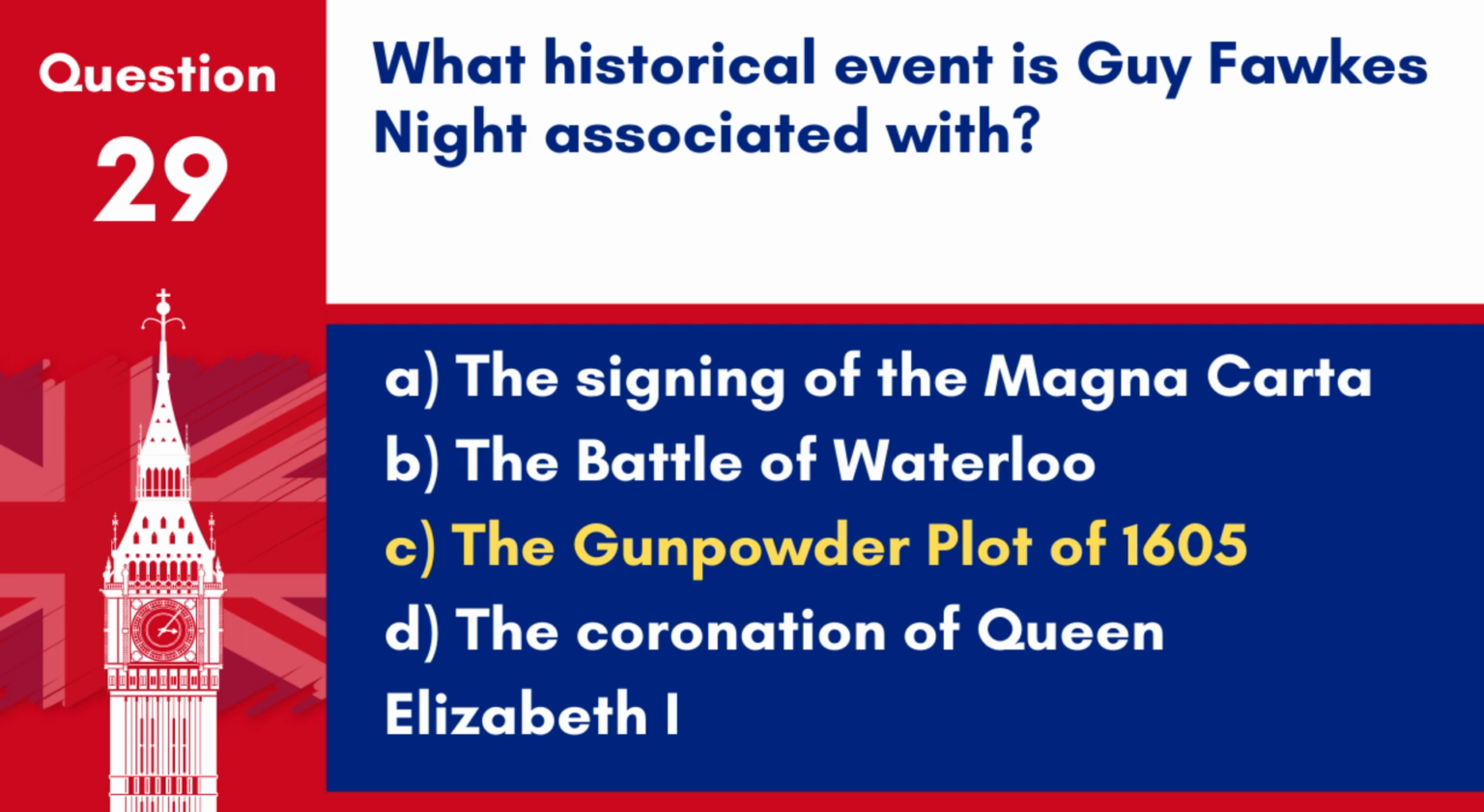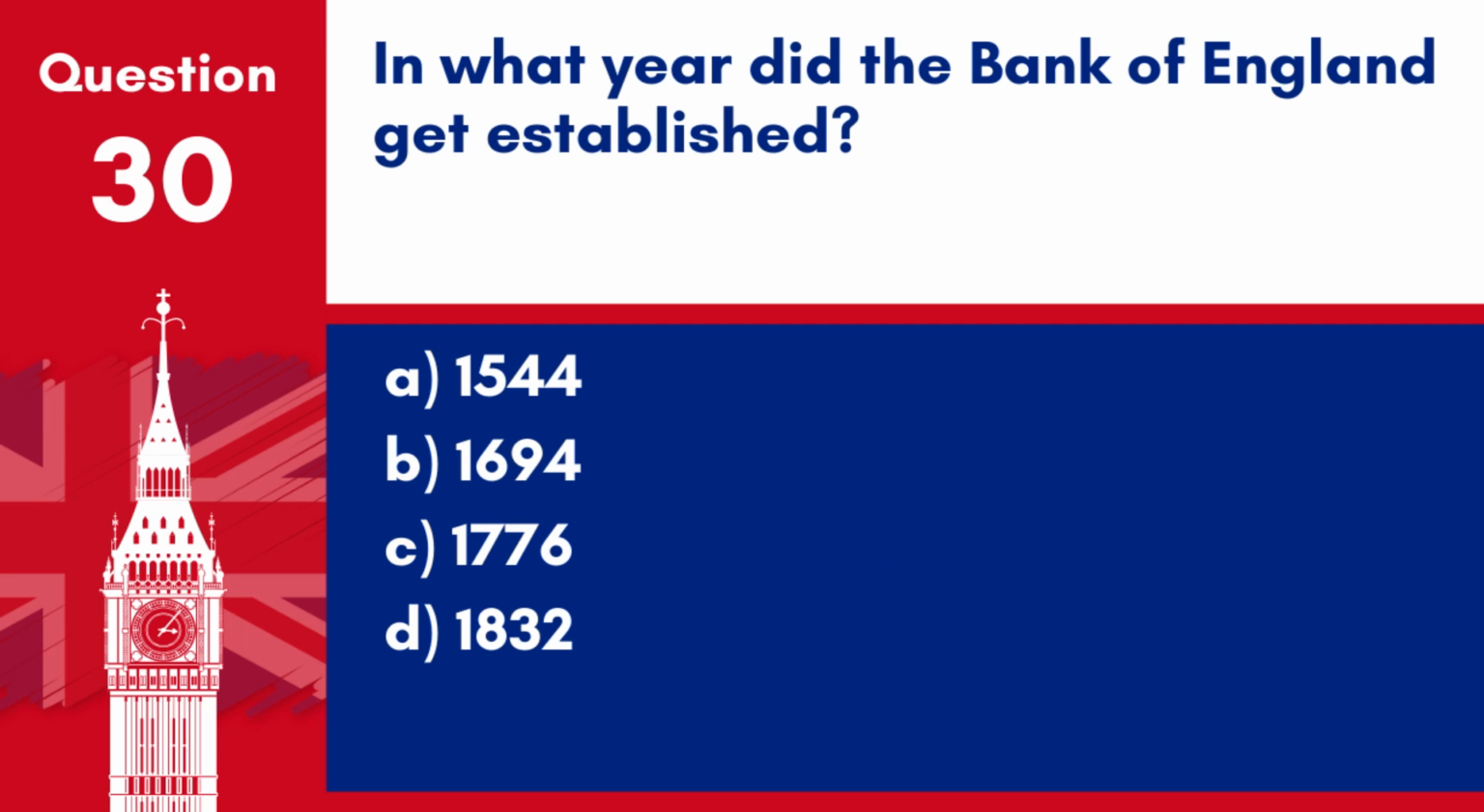in England. Question 30. In what year did the Bank of England get established? A. 1544. B. 1694. C. 1776. D. 1832. Answer B. 1694. The Bank of England was established in the year 1694.